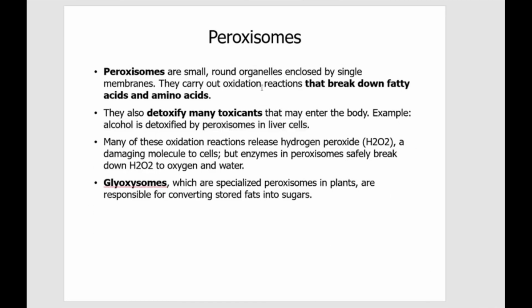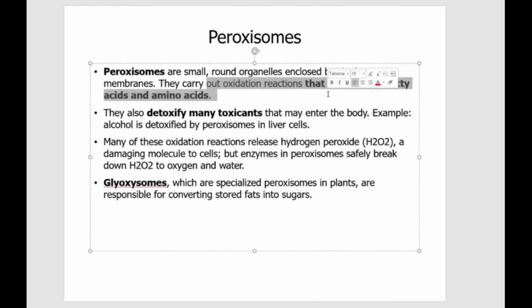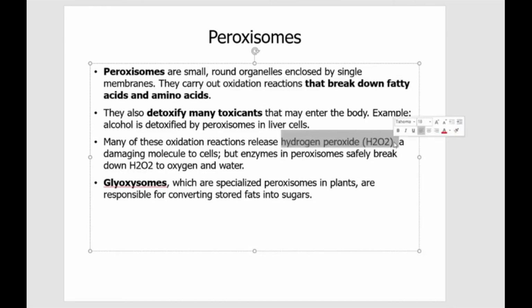A lot of these oxidation reactions will generate a toxic byproduct, hydrogen peroxide. It's very toxic, so you don't want this to accumulate in the cell and damage the cell. The enzymes in peroxisomes can safely break down hydrogen peroxide to oxygen and water. So there are two main functions for a peroxisome. First of all, break down fatty acids and amino acids, right? Get rid of waste. Second, detoxify, right? For example, break down alcohol, break down hydrogen peroxide.